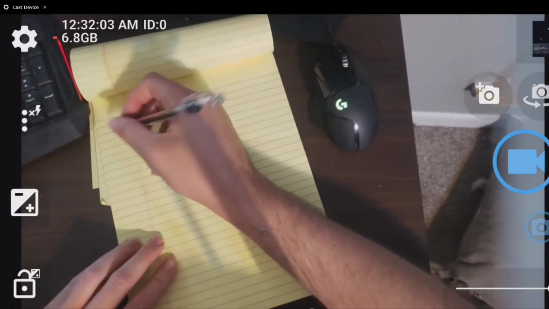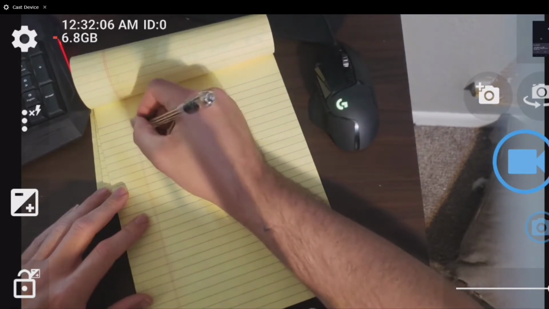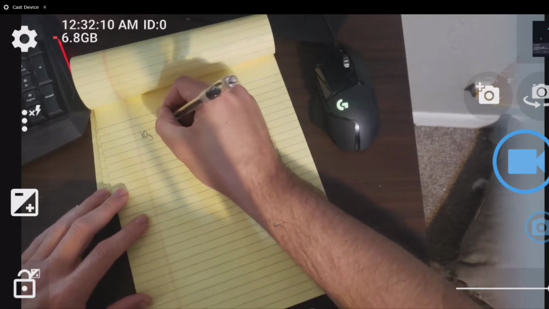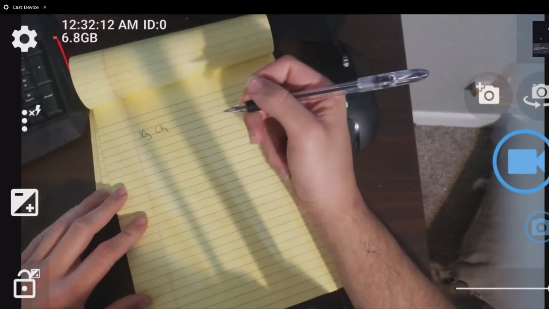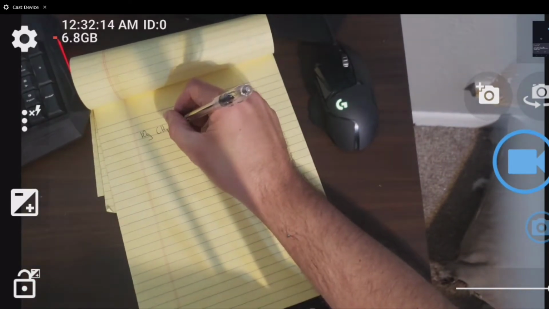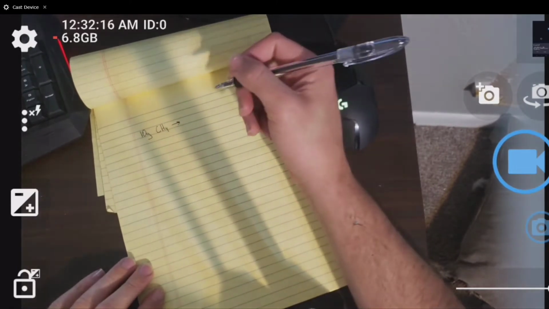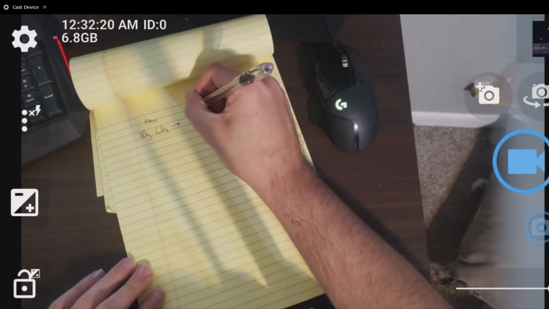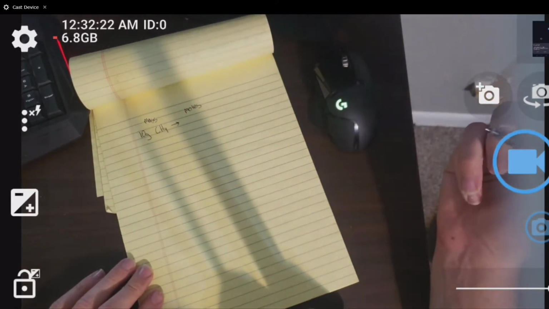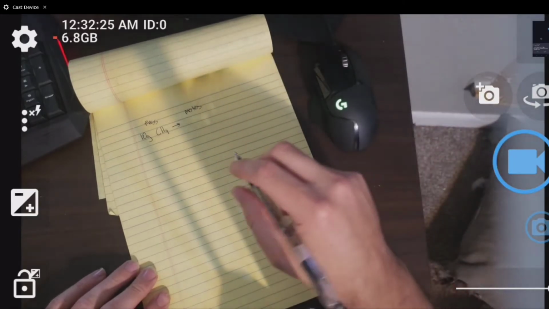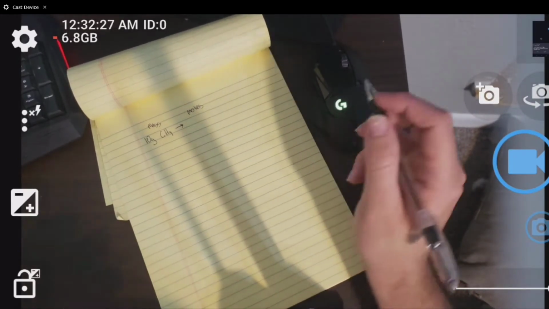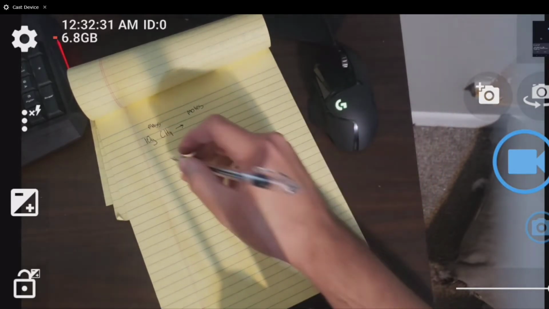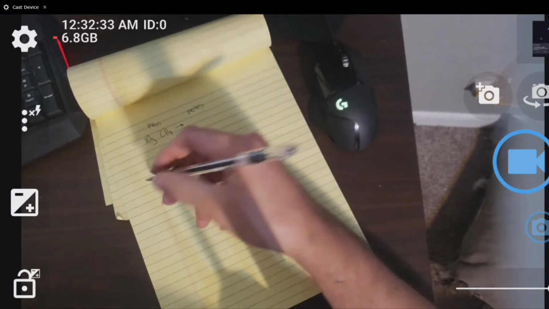There we go. So if we know we have 10 grams of CH4, our first step is converting that to moles. So we're going from mass to moles. To convert from mass to moles, we need to know the molar mass of this compound.